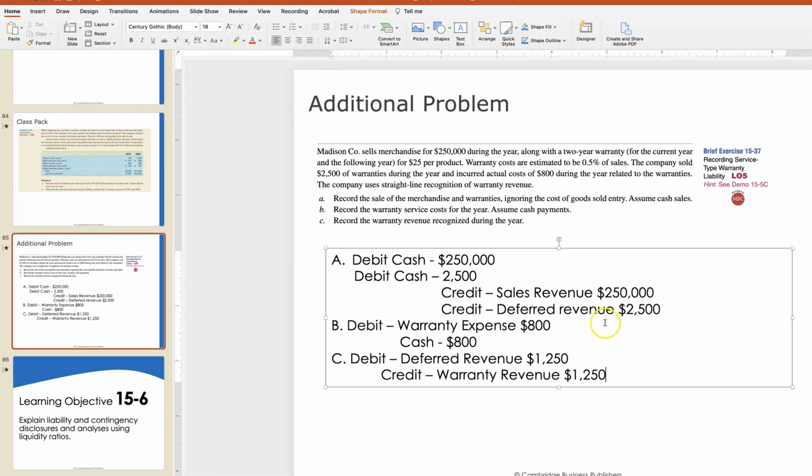If instead, again, that $250,000 had given people a warranty for 2 years and we weren't going to get any more revenue, because they weren't paying us extra for it, then I would need to establish a liability and use that liability as I paid out expenses. So there's 2 different types. Remember, this type is a service type. The other type is an assurance type. So try to practice them both and make sure you understand the differences.